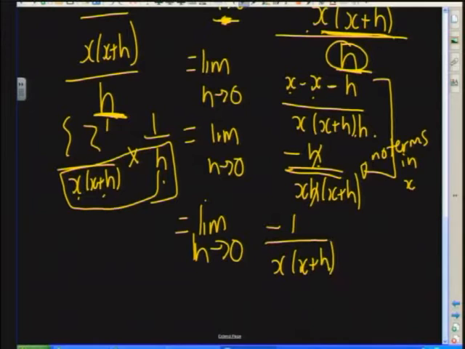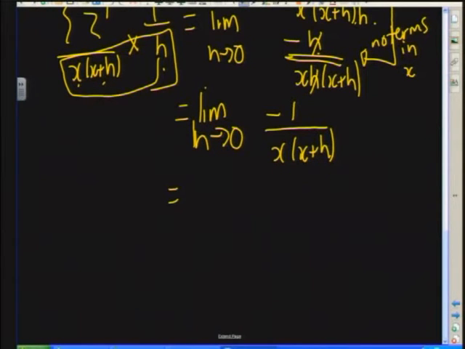At this point, we can let h tend to 0. So in other words, we can substitute h is equal to 0 in there. And I'm simply going to be left with minus 1 over x squared. Because if h is 0, I've got x plus 0, which is just going to give me x in that bracket. And then x times x is x squared in the denominator. So I'm left with minus 1 over x squared.